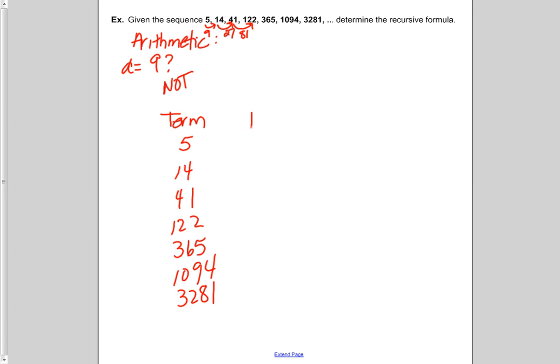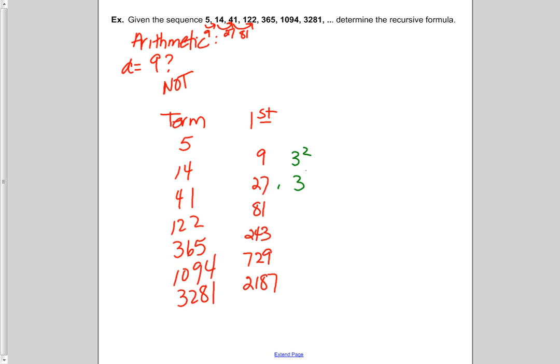Okay, my first differences between 5 and 14 is 9, between 14 and 41, and so on. 81. So the next differences is 243, of course, 729, and 2187. So my first differences are not the same, and if I were to continue, my second differences would not be the same, but I can see a relationship between those first differences. The first differences themselves follow a pattern.